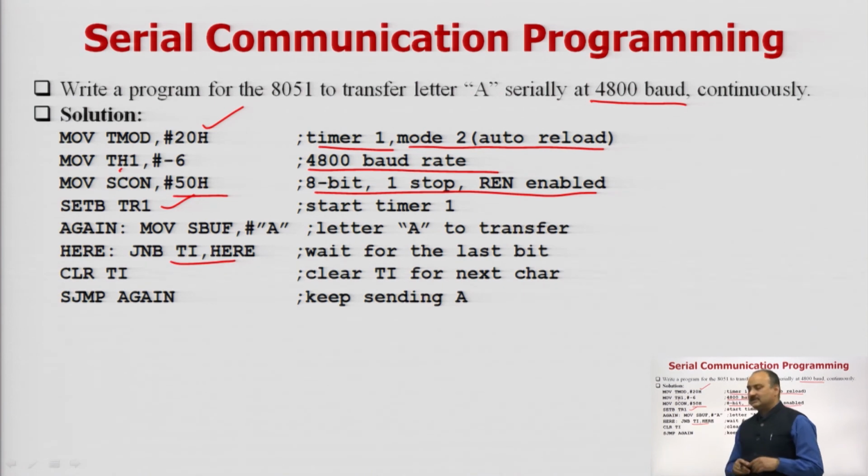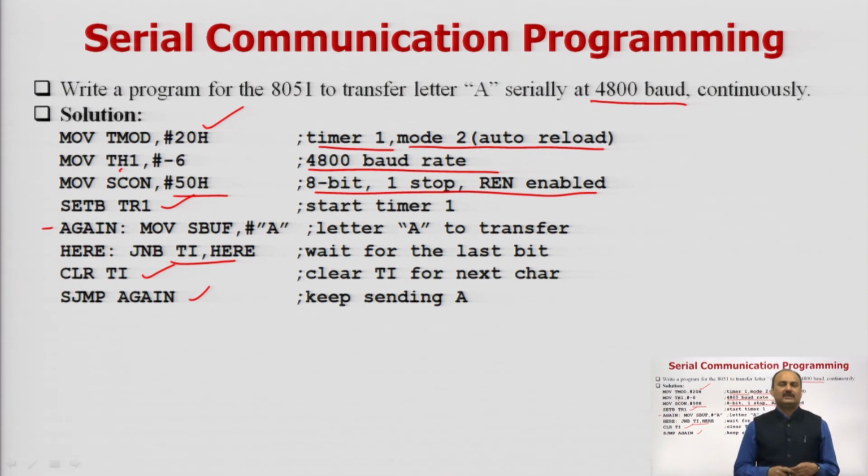Once the TI indicates that the transfer is done completely, it will come out from the loop. Then we need to clear the timer interrupt and repeat the process by executing the instruction JMP again, and it will transfer the control to this particular memory location. So this is the serial communication programming.